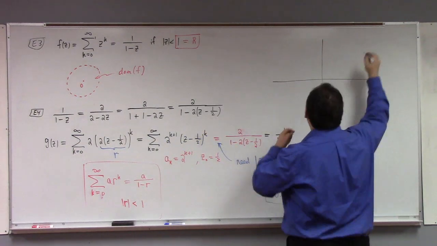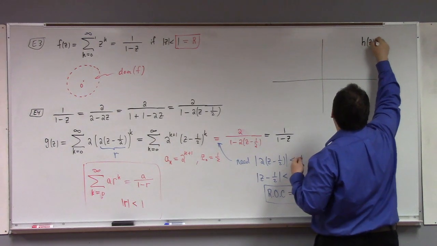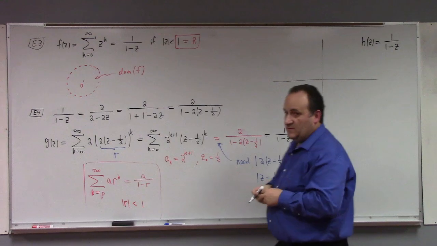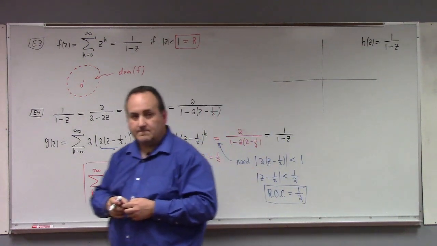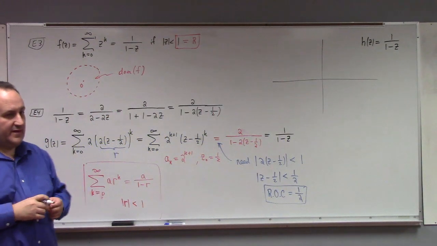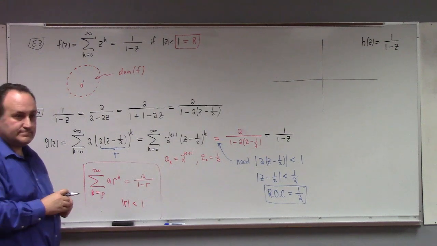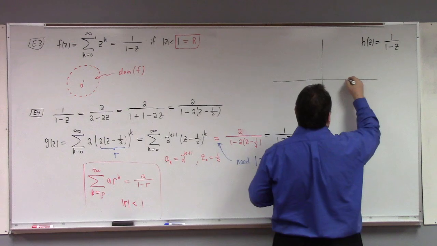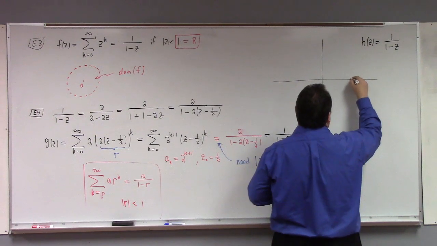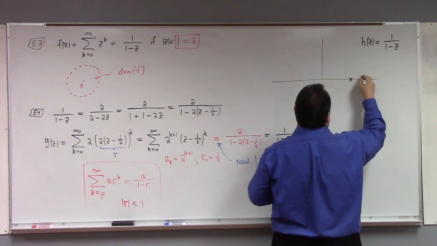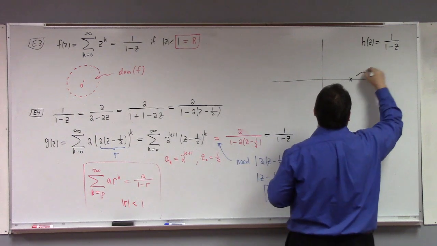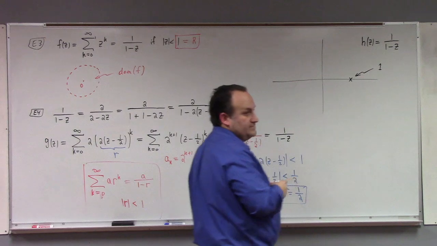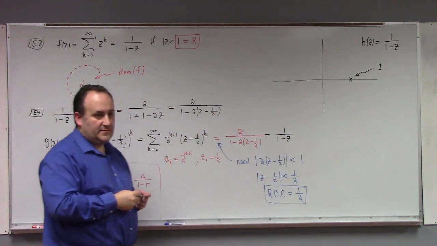So if we think of h of z as the function 1 over 1 minus z, what's the domain of h? Everything except z equal to what? 1, right? So it's got a problem right here. This is the trouble spot, right? Everything else is in the domain of h.